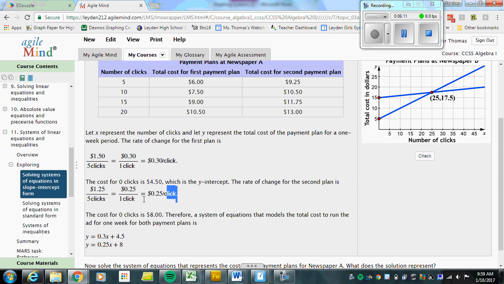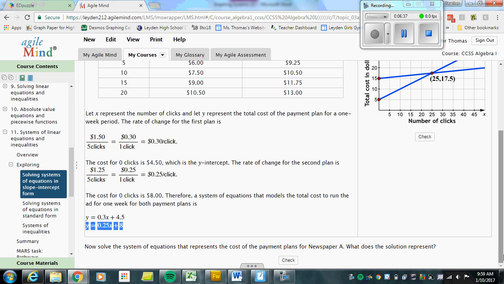Let's keep looking at the table for the second payment plan. This time the slope is 1.25 divided by 5 clicks, which equals 0.25 per click. The y-intercept is 8. So the function rule is y equals 0.25x plus 8. So now use the calculator and graph the two equations to find the point of intersection.